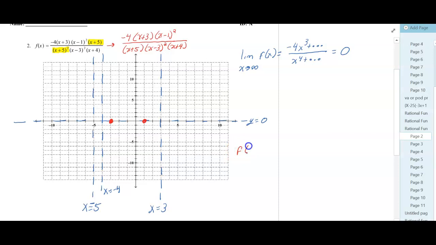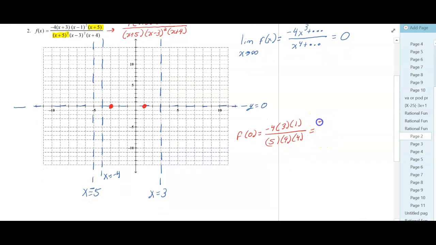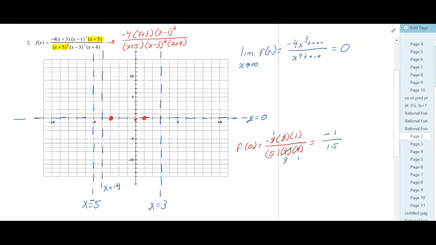For the y-intercept, we're going to calculate f of 0. I like to plug into the reduced, so negative 4 times 3 times 1 over 5 times 9 times 4. I could reduce that: the 3 reduces with the 9 three times, the 4 goes into the 4 once, so it looks like we have negative 1 over 15. So that's a small y-intercept, so I'll just put a dot right there. There was no point of discontinuity, but there was that vertical asymptote.